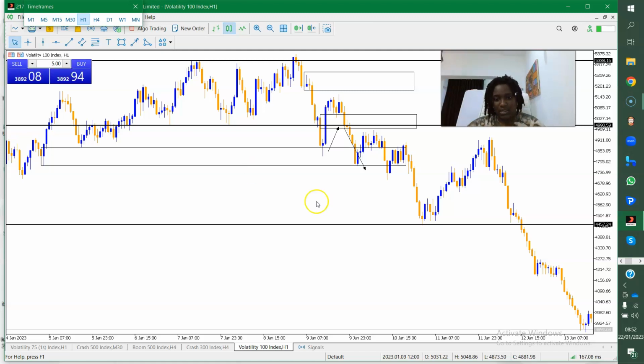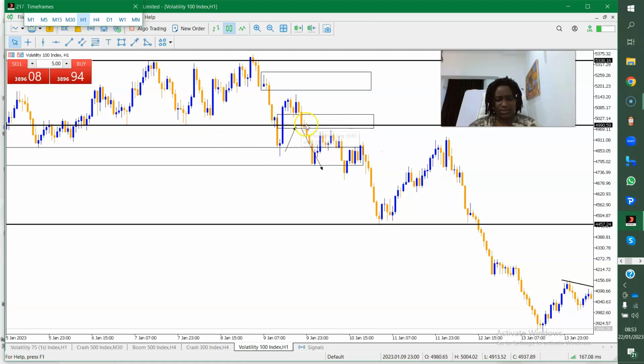Because I sent the chart when price was still around here. I expected price to actually go up and then come all the way down, and that was exactly what happened. I wanted price to come to this line chart, to this area here. This area serving as a support that has been broken.